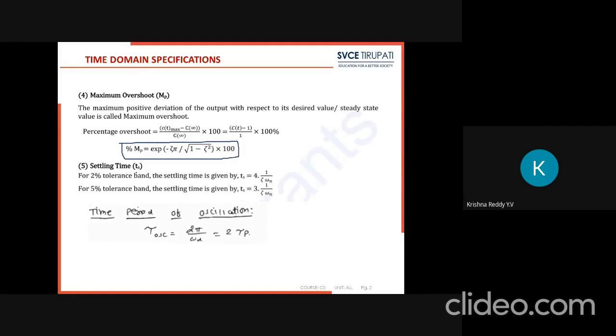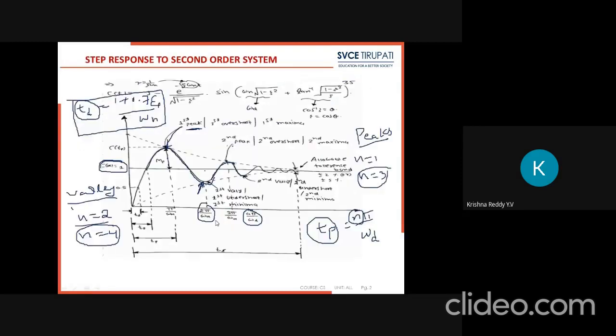Next, settling time. Here the time response of the system reaches the steady state. The final steady state value is 1. Before reaching the steady state value, we can accept plus or minus 2% to 5% of tolerance band. In order to reach this tolerance band, how much time we are required, that is known as settling time.